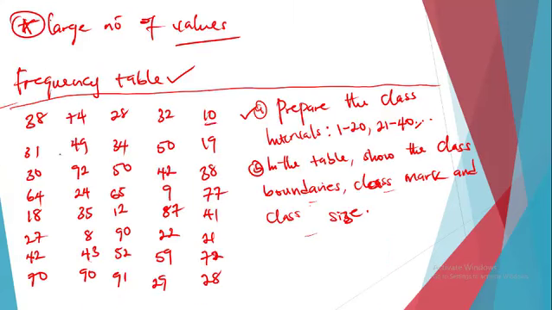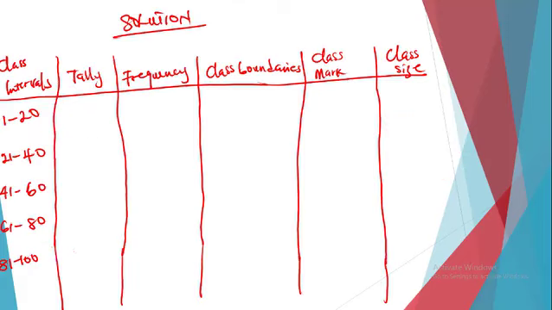10 is 1. We have 19, 2. We have 9, 3. We have 18, 4. We have 12, 5. We have 8, 6. We have 6 of them. So we have 6. And for tally, we have 1, 2, 3, 4, 5, then 6.